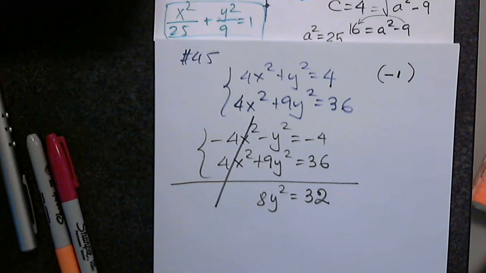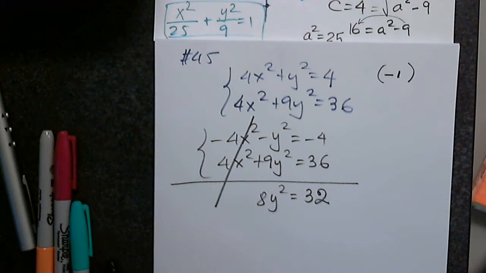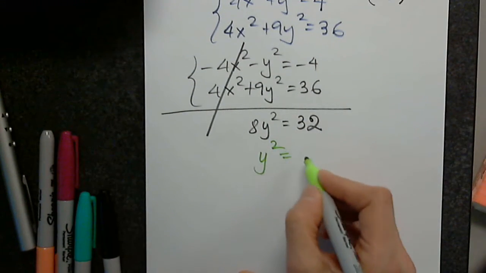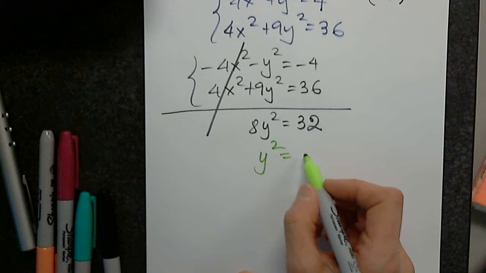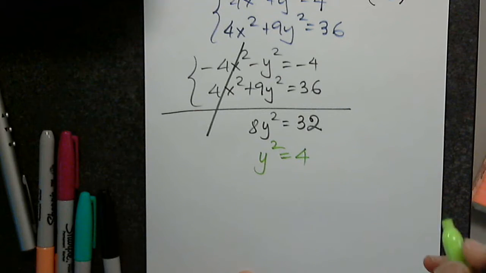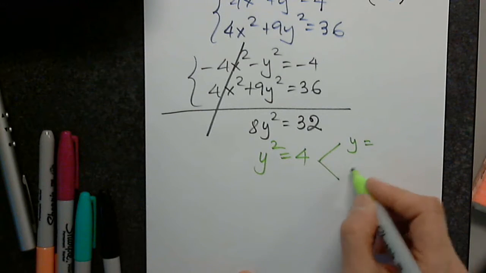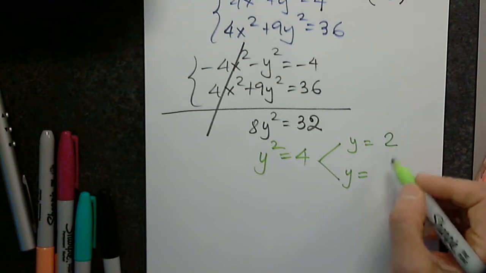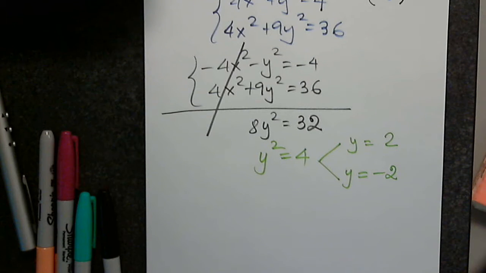So now I have 8y squared equals 32. What now? What do you think I'm going to do next? Divide by 8. Very good. So then I have y squared equals 4. Good. So then there are two options for y. Because it's quadratic, y equals 2 or -2. Very good. Perfect. Okay, is this done?